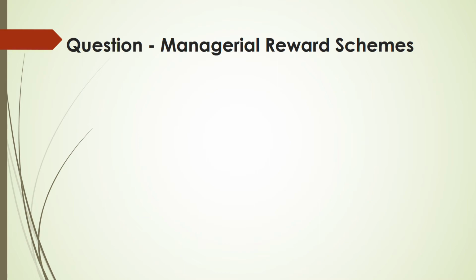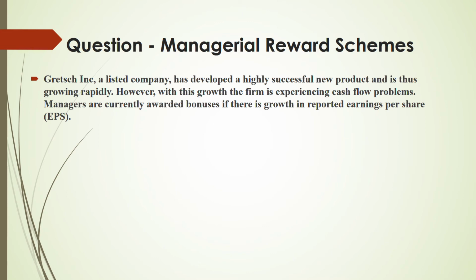Now we have a question on managerial reward scheme. Let's see what type of question this is and what the answer is. The question: Greatest Inc. The INC means a company which is operated overseas. A listed company has developed a highly successful new product and is thus growing rapidly. However, with the growth, the firm is experiencing a cash flow problem. Managers are currently awarded bonuses if there's a growth in reported earnings per share, EPS. Now, comment on the current remuneration scheme. What is the current remuneration scheme? They are giving bonuses based on growth in EPS.